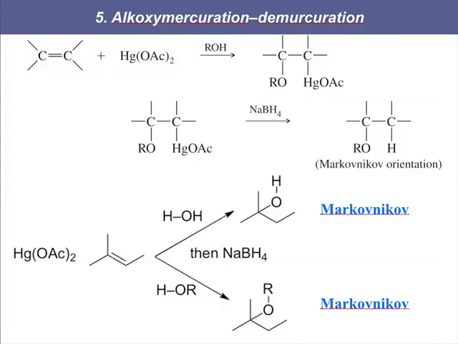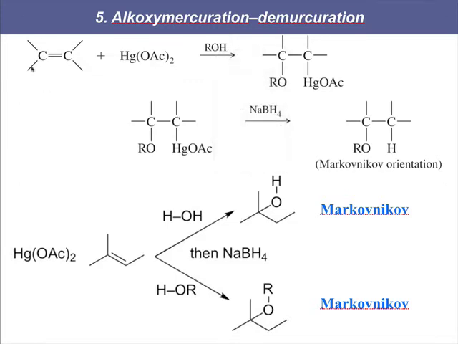There's a related reaction, reaction number 5, called alkoxymercuration demercuration, which looks very similar to the reaction we just saw. But instead of using mercury acetate and water, we use mercury acetate and an alcohol, ROH. The result is that instead of the mercurial alcohol, we get a mercurial ether. So instead of OH over here, we have OR, because instead of HOH, we have HOR.